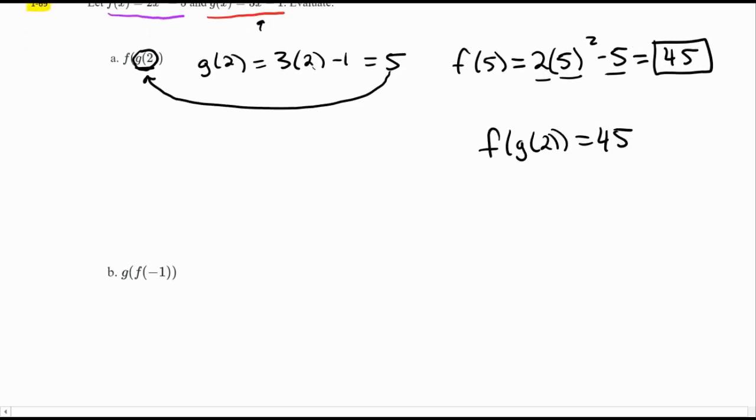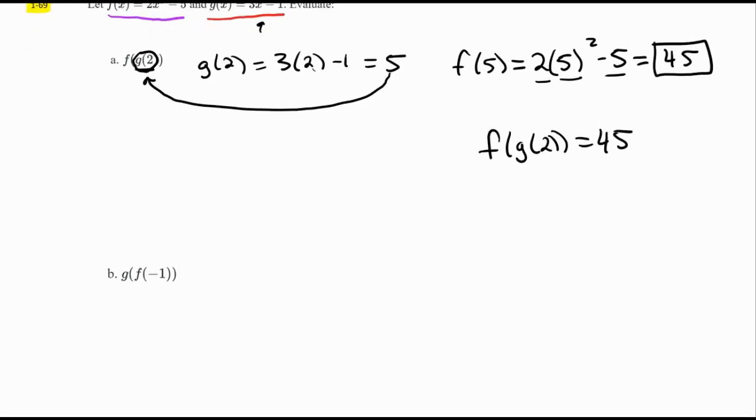Now the second one here, I got a couple of different things. Again, inside out, I'm going to start with f of negative 1. So let me rewrite that. F of negative 1, I'm going to plug that in: 2 times negative 1 squared, minus 5. So negative 1 squared is 1, times 2 is 2. 2 minus 5 is negative 3.